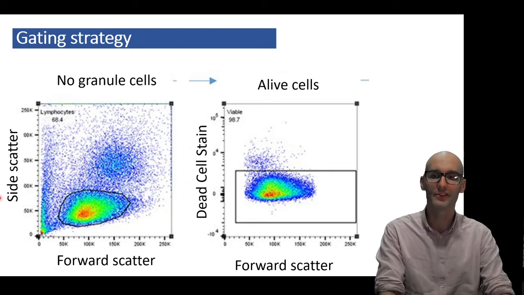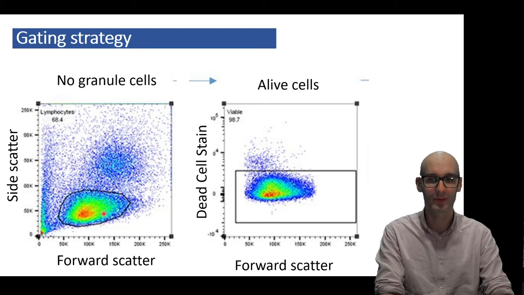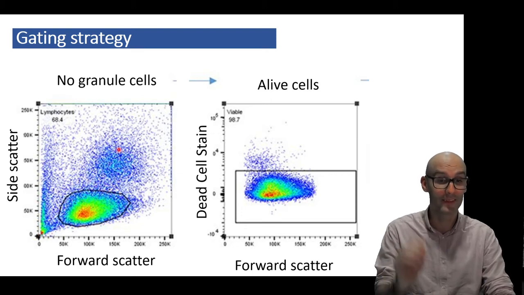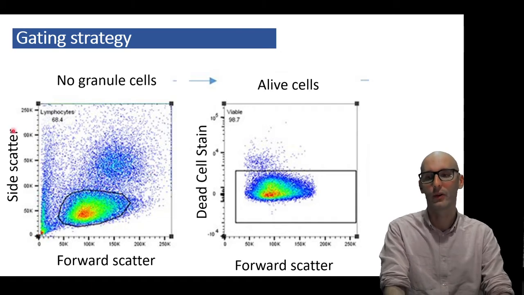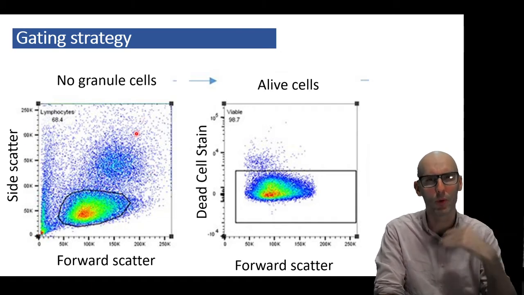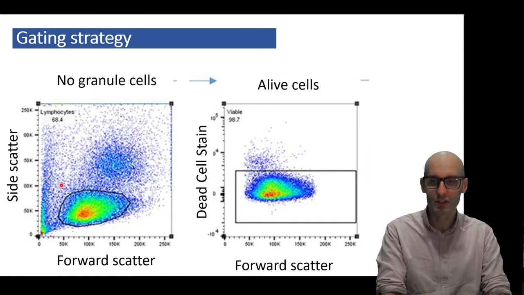So here we have side scatter, which is cell complexity. Here we have forward scatter, which is cell size. And what we want to take are these cells here. So these cells will be the granulocytes, the ones which are larger and also have a higher side scatter because they've got more cell complexity. So we draw a circle around them.